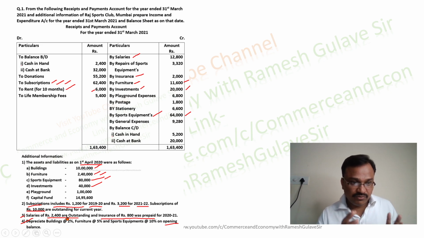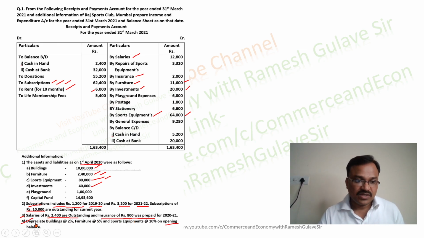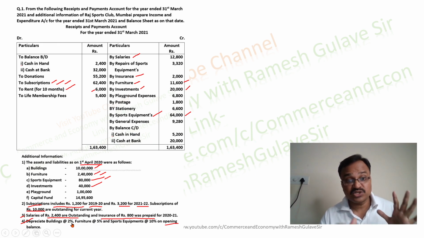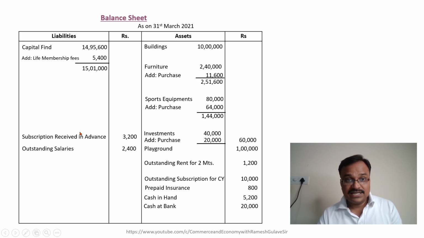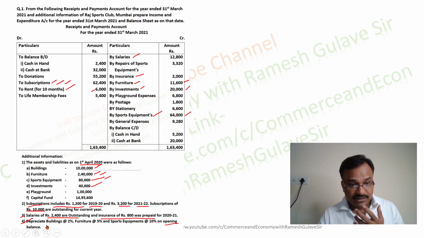Friends, up till now, we have done with the third adjustment, that is salaries and insurance. Now, the last adjustment is about the depreciation on assets. So we have to depreciate building at 2%, furniture at 5%, and sports equipment at 10%. Okay, so we have to depreciate building 2%, furniture 5%, and sports equipment at 10%. Now, let us give effect to this adjustment. So building, and see friends, I would like to show this. The adjustment itself says to depreciate building, furniture and sports equipment on opening balances, right?